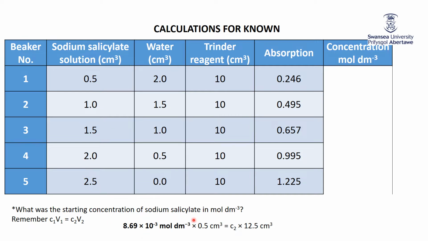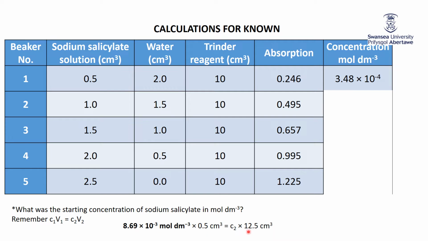And the starting concentration of the sodium salicylate, you might remember from the calculations going through, 8.69 times 10 to the minus 3 moles per cubic decimeter. First one, we took 0.5 cubic centimeters of that and diluted it to 12.5 cubic centimeters. So what was C2 in this particular case? It was 3.48 times 10 to the minus 4. And on the original movie, I had a little arrow pointing to this box.